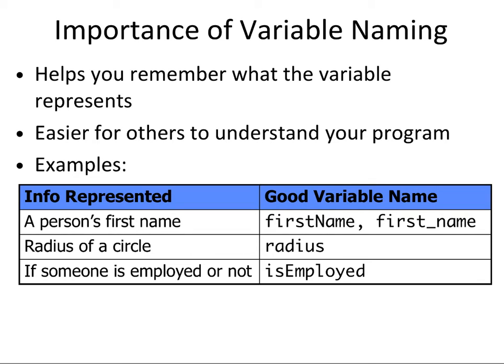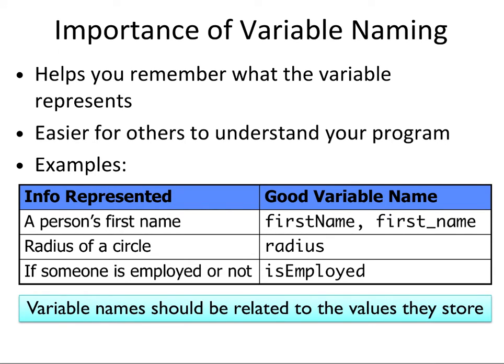Does True mean the person is employed or not employed? So by putting the is in there and asking a question for Boolean variable names, it helps me understand the semantics, the meaning of the value that the variable is storing. So in general, good variable names are related to the values that they store.